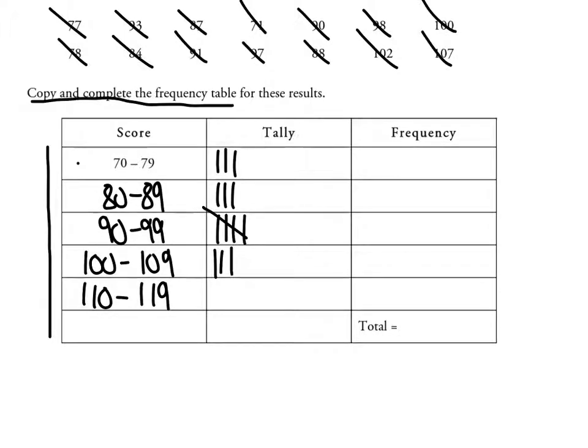So I've now done my tally, so now it's my frequency. That's just adding up how many tally marks I've got. So I've got 3, 3, 5, 3, and 0. So adding this up, 3 add 3 add 3 add 5 is 14. And there's my answer.